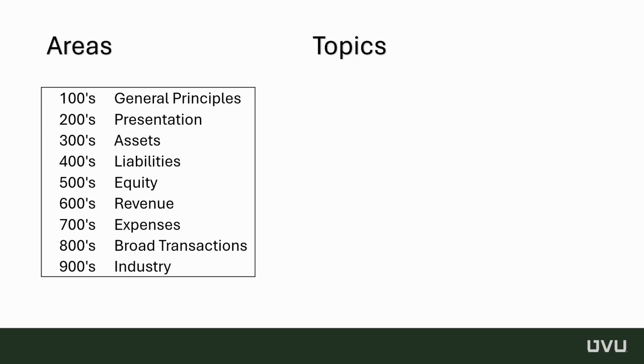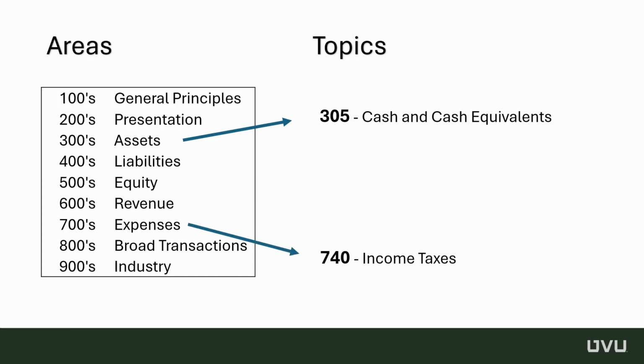Within each area sit topics, which are identified by a 3-digit number. So topic 305 deals with the accounting for cash and cash equivalents, obviously an asset account. ASC topic 740 deals with the accounting for income taxes, as this guidance relates to a company's income tax expense.